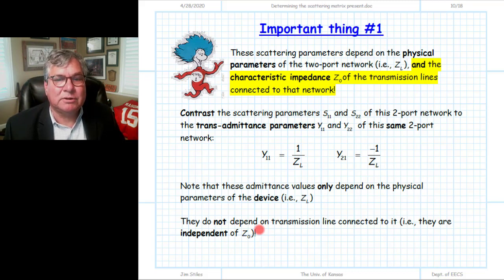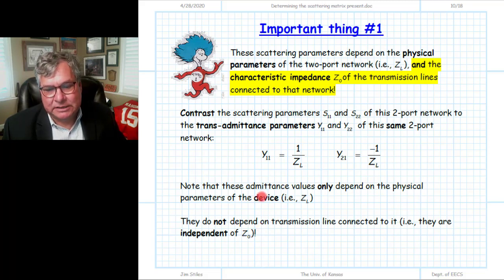Again, what we're trying to do is analyze this two-port device, how it works when immersed in a matched system, when connected to transmission lines with a characteristic impedance of Z0. And so our scattering parameters need to reflect the fact that they are immersed in this matched system with values of Z0. Again, no such analysis occurs. We don't care what the transmission lines are if we're talking about the impedance or admittance matrix.